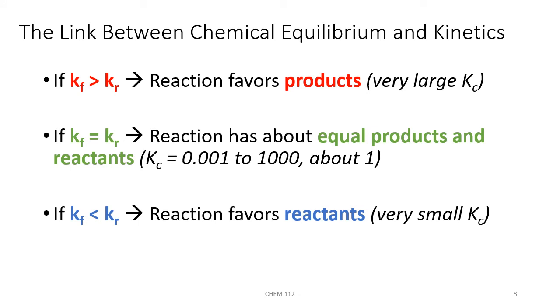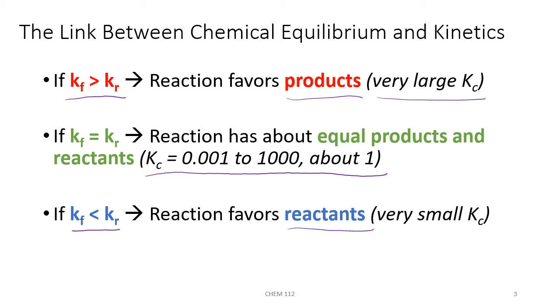So if K forward is bigger than K reverse, then that means we have a product-favored equilibrium with a large value for the equilibrium constant. If K forward is equal to K reverse, then our products will be equal to our reactants. K sub C will be in the range of 10 to the negative third to 10 to the positive third, which is considered to be about 1. That's when our reaction is close in terms of the rate of the forward or the reverse, and so we have about an equal amount of products and reactants. If our reverse reaction is faster than our forward reaction, then our reaction will favor the reactants being formed, and we'll have a small value for the equilibrium constant.